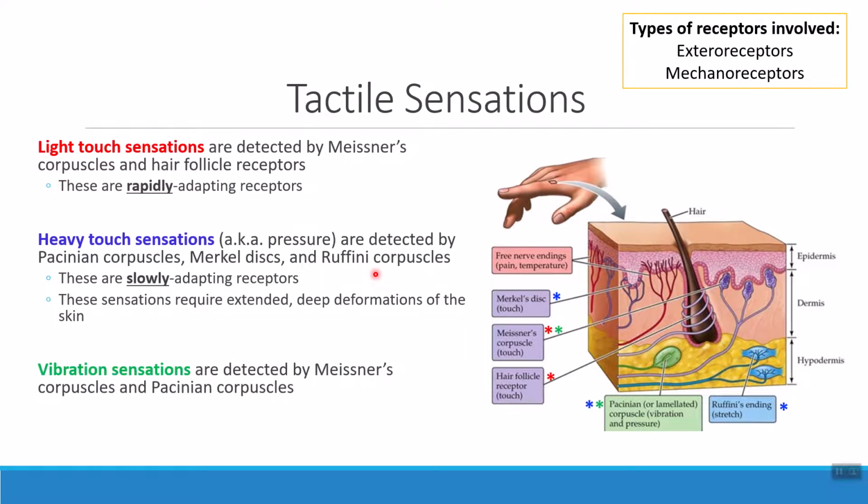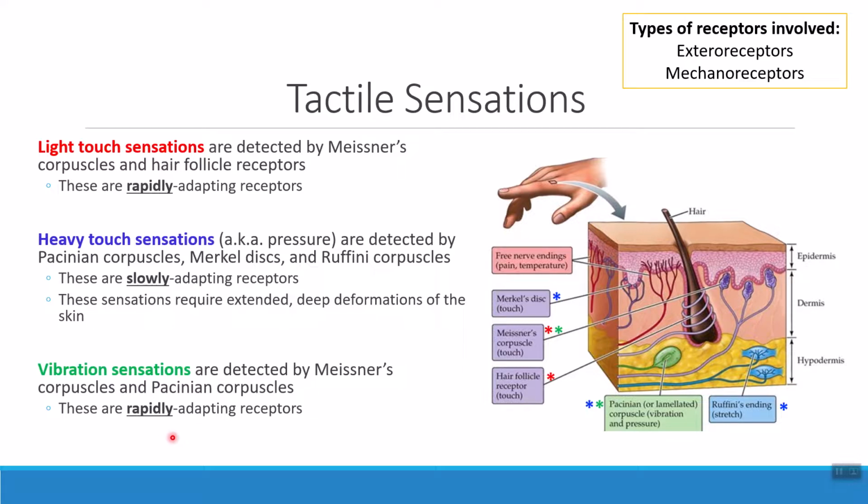The final kind of tactile sensation that we're going to mention is the vibration sensation. Vibration is detected by Meissner's corpuscles and Pacinian corpuscles. This is another example of a rapidly adapting receptor, meaning you feel something vibrate at the beginning, but we don't keep feeling that vibration sensation for a long time.